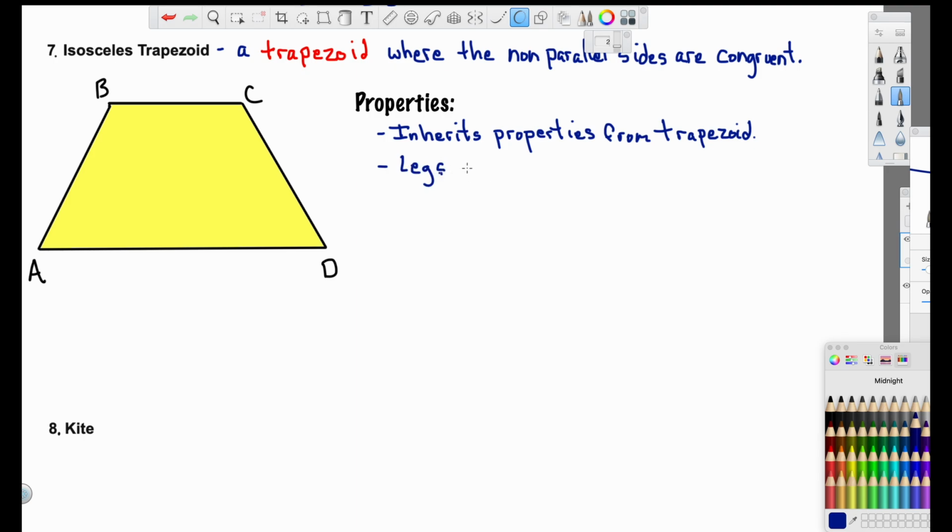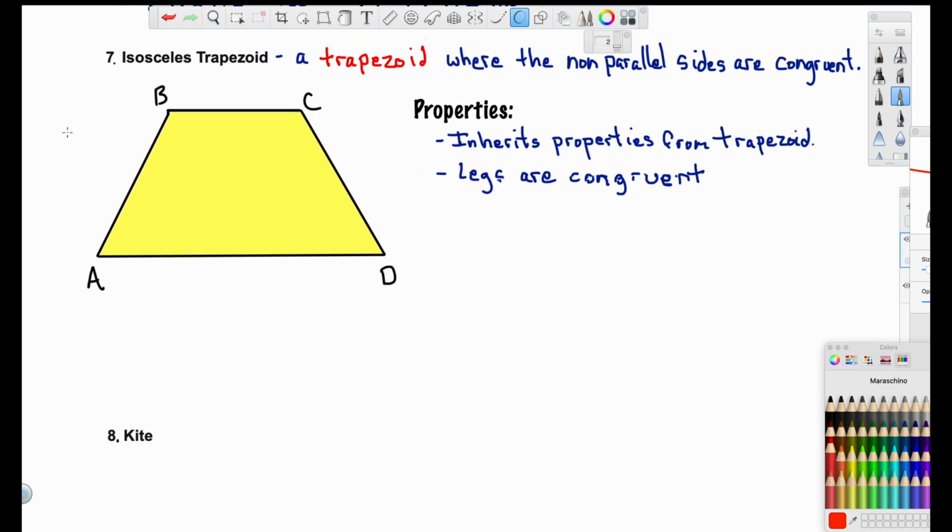But the legs are going to be congruent. So in this case right here, the legs are going to be side AB and side CD. Okay, those are the non-parallel sides. And then BC and AD are called bases.